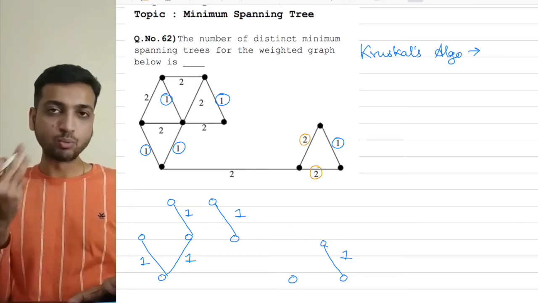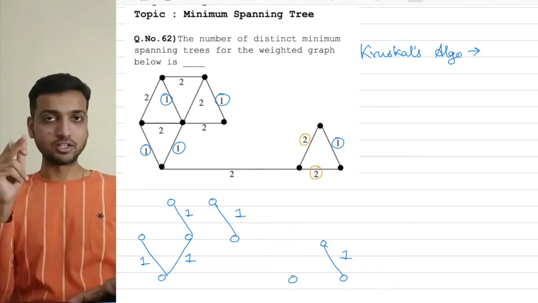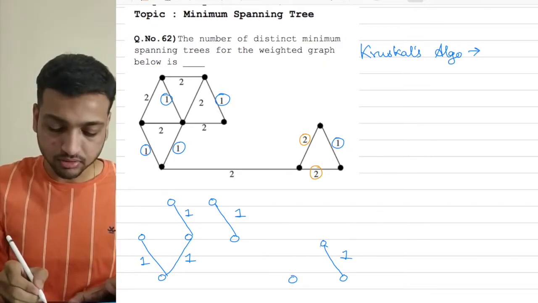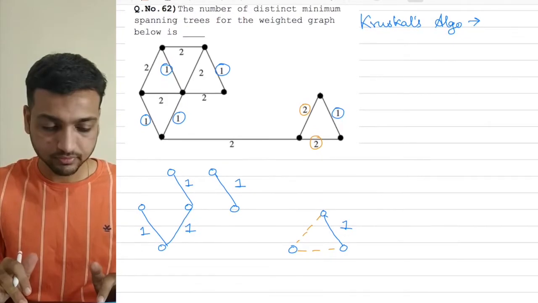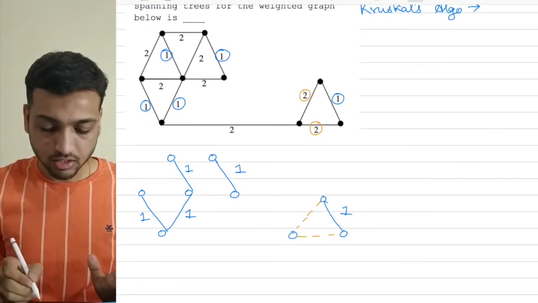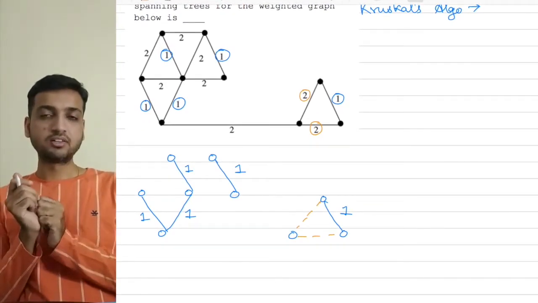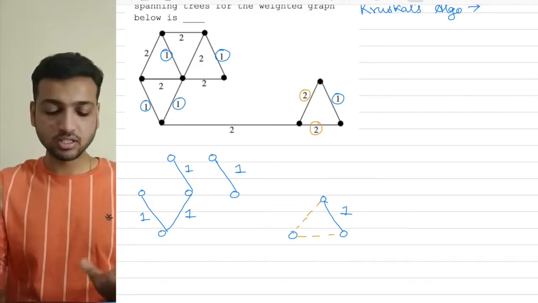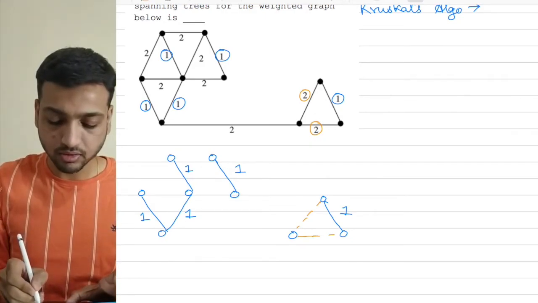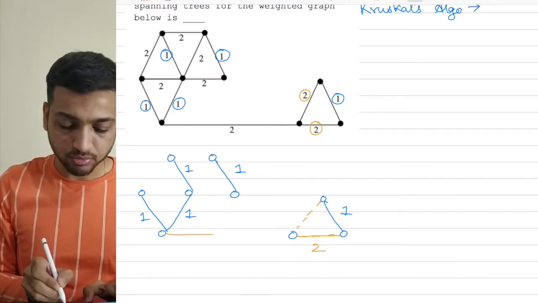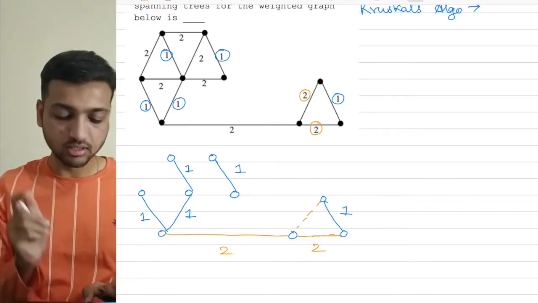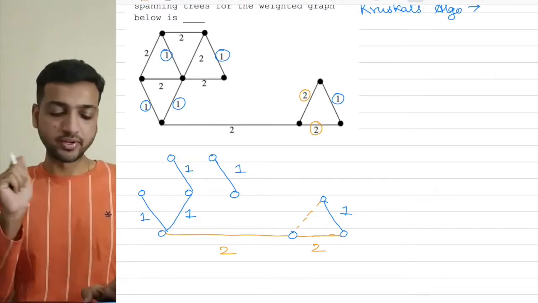Now I cannot add both of them because that will create a cycle in my graph. So I have an option. Let me just make a dotted line here. Let's go up. Okay, so I have an option here to choose any one of the edges. So I'll randomly choose this one. Okay, and I'll mark a 2 here. Now for the next 2, I don't have any option. I have to compulsorily take this edge. So this is also taken into my minimum spanning tree.